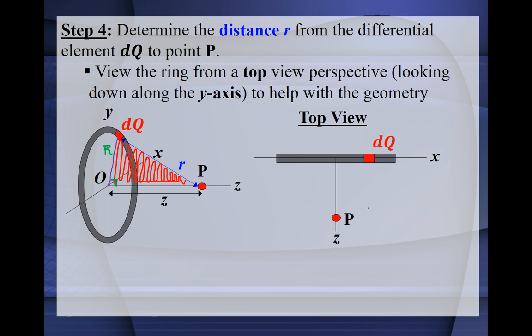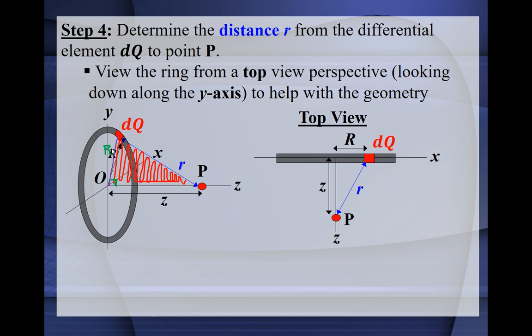So if we draw a right angle triangle, again, the distance from P to the position of the origin, that would be z. The distance from P to the differential charge element, that's r. And then this missing distance right here, as identified on the picture from a top view perspective, that actually is the radius of the ring.